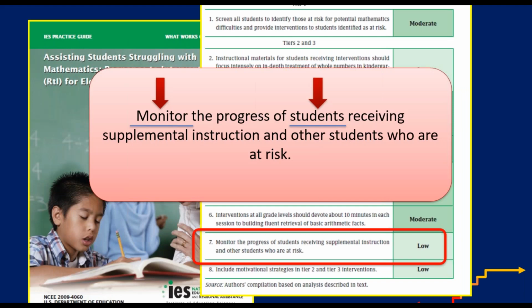Here's another excerpt from that IES practice guide for assisting students struggling with mathematics. And I point out that they encourage that progress monitoring measures are administered to only students at risk receiving intervention, and that they're used to track the progress of that student while they're engaged in the intervention. And so this shows us that progress monitoring is supported by evidence.